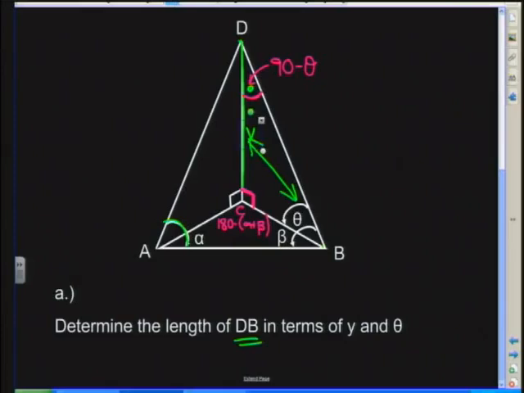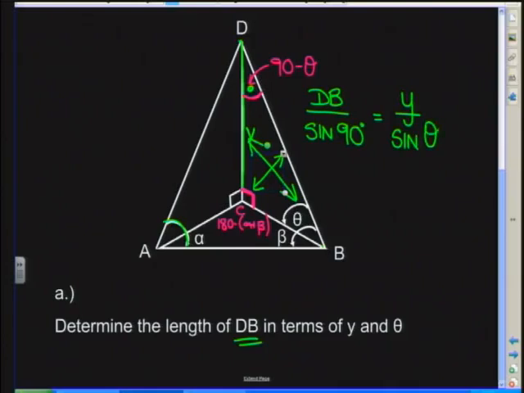Okay. And what we're trying to find is dB, so that's the opposite, that's what we're looking for over there. Okay, so that's the known stuff. So dB is over sine of what? The angle opposite dB was 90, so sine of 90. And that's equal to the length of DC, which they told me earlier was a little y, and that's over sine of the angle opposite it, which is theta.